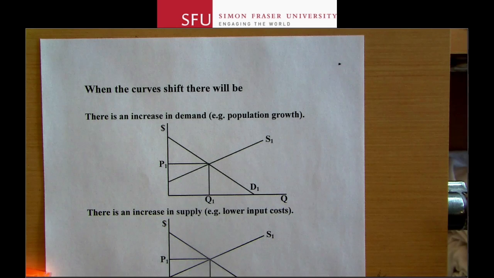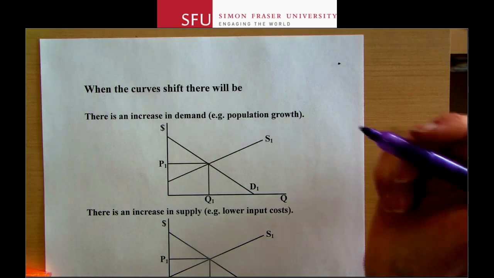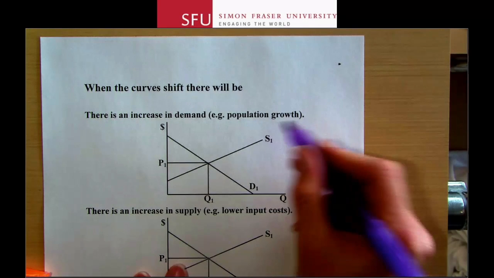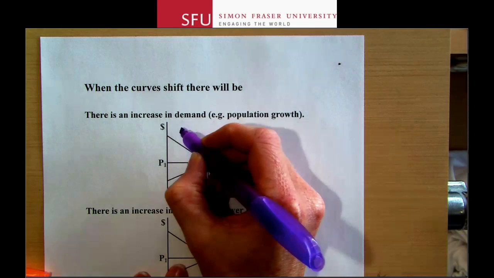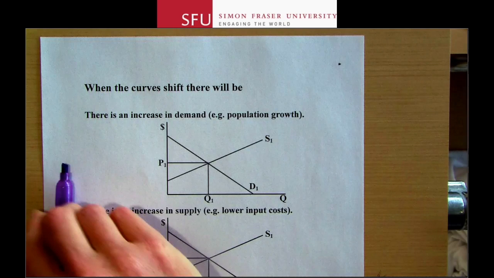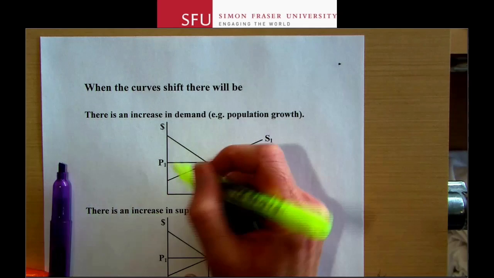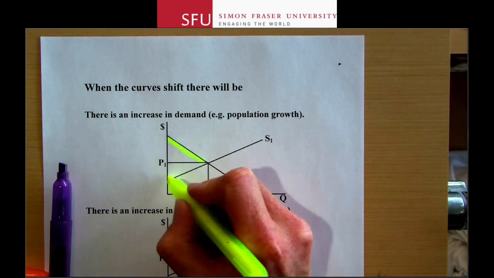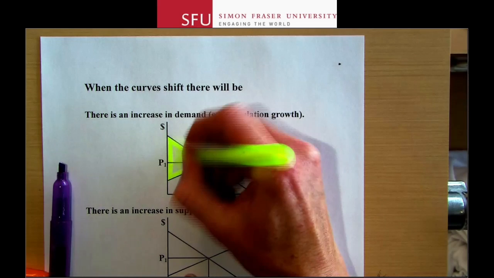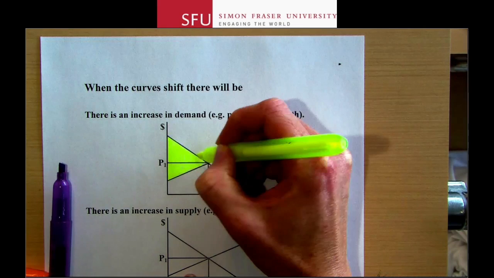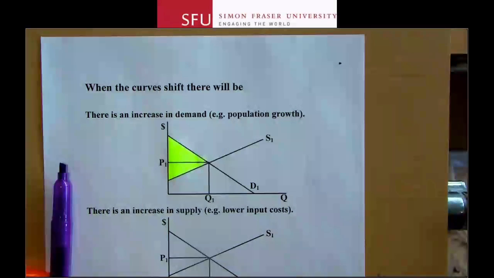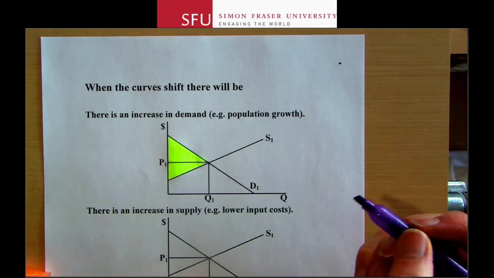First one, there is an increase in demand. So for example, population growth. Okay, so increase in demand. Oh, wait, actually before we show it, first I'll color in the surplus right now before the change. Okay, so surplus right now, just coloring in the total surplus. So consumer surplus and producer surplus.